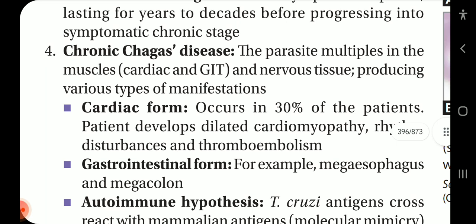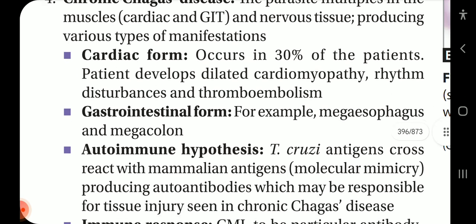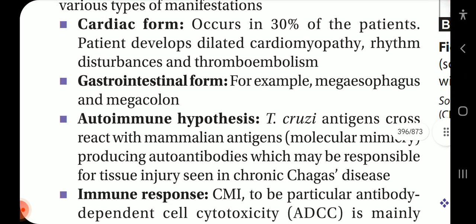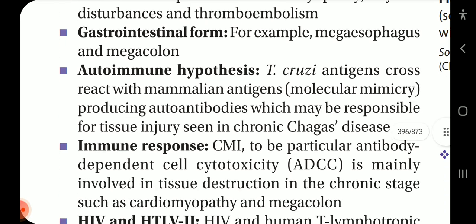Chronic Chagas disease: the parasite multiplies in the muscles, cardiac and GIT, and nervous tissue, producing various types of manifestations. Cardiac form occurs in 30% of the patients. Patients develop dilated cardiomyopathy, rhythm disturbances, and thromboembolism. Gastrointestinal forms, for example, megaesophagus and megacolon.